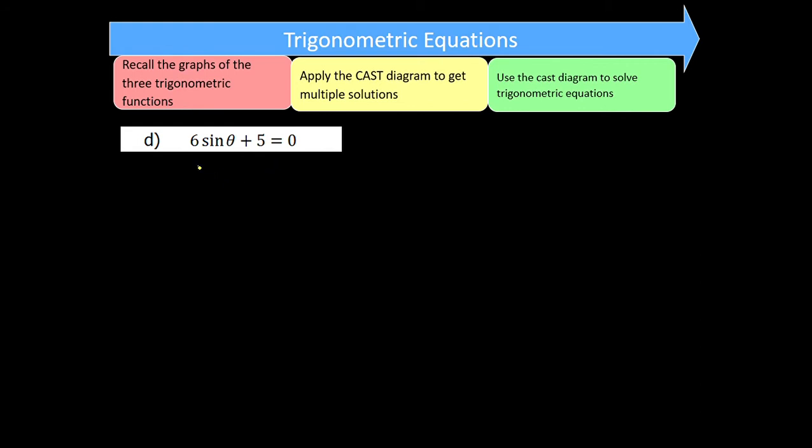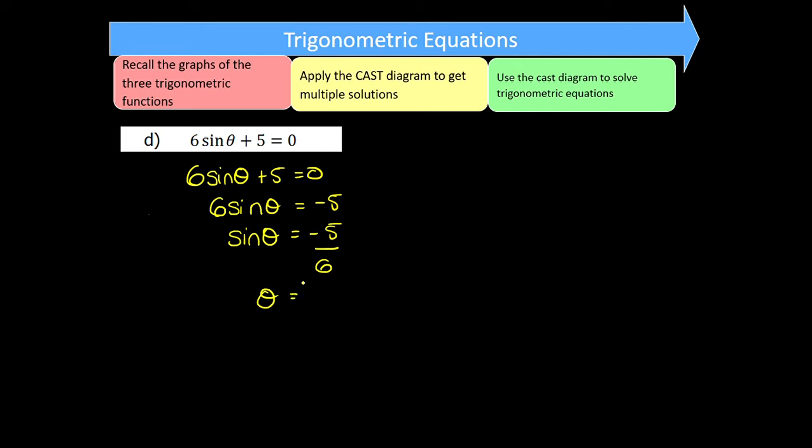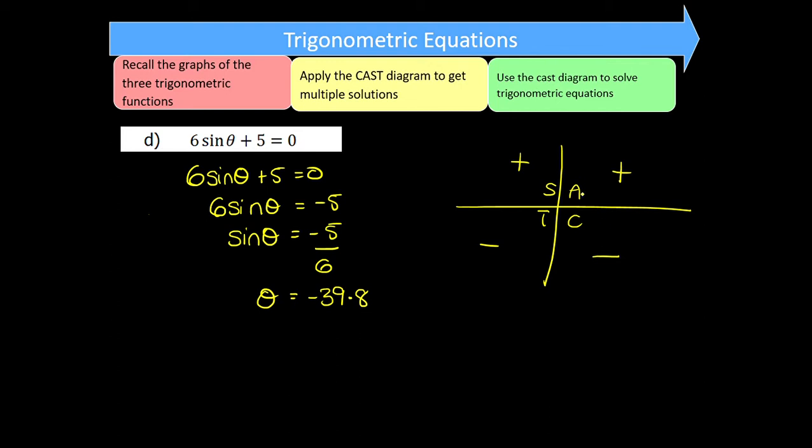Okay, so hopefully you've unpaused and given this one a go now. So before I start, I'm just going to get it so sine theta is the subject. Here we go. So I'm going to do my inverse sine, which is minus 39.8. So sine is positive here and here. It's a negative angle, so I'm going to draw it down here.